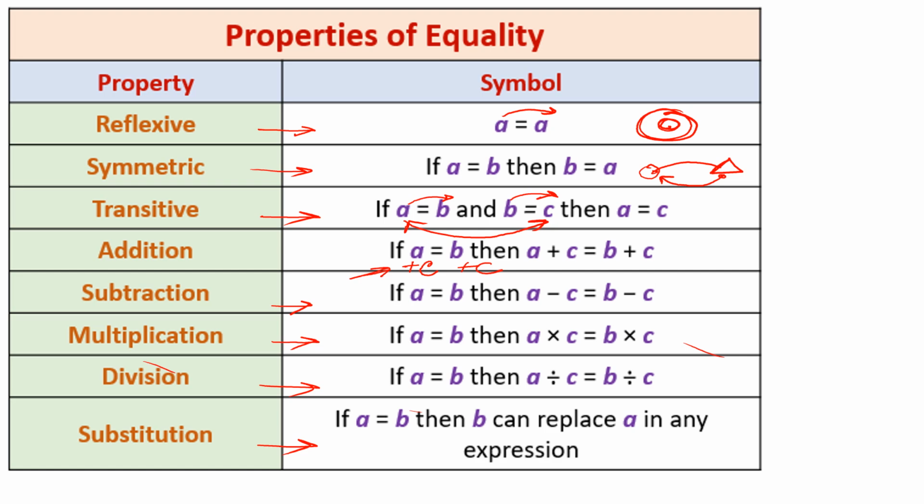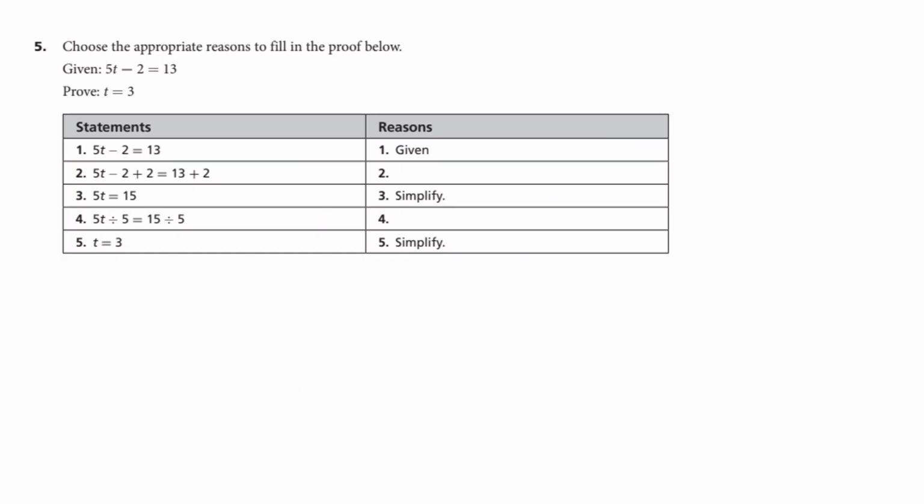Now we can understand these properties in detail by using theorems, by proving a few things. Let's see here. Choose the appropriate reason to fill in the proof below. Given is 5t minus 2 equals 30. If you look at the first expression, it is written 5t minus 2 equals 30. This is already given in the question. That's why they wrote given.